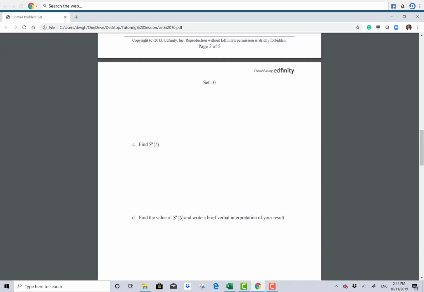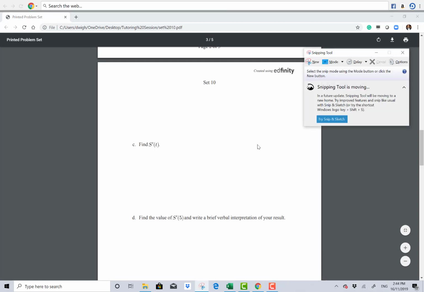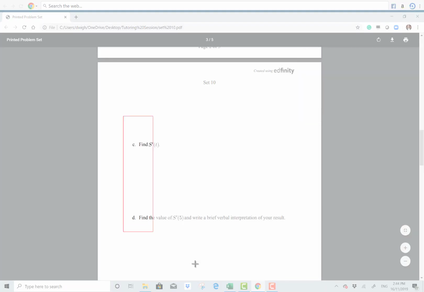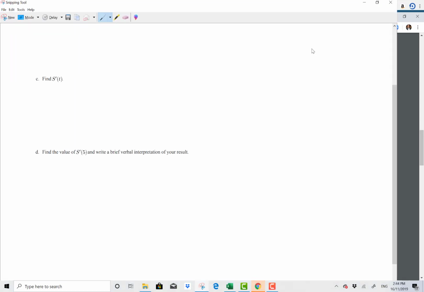All right, so to differentiate now the original function, that's what C is asking us for 3C. The original function was given to be S of t, which is equal to 0.03 t cubed plus 0.5 t squared plus 2t plus 3. So that's our initial function.